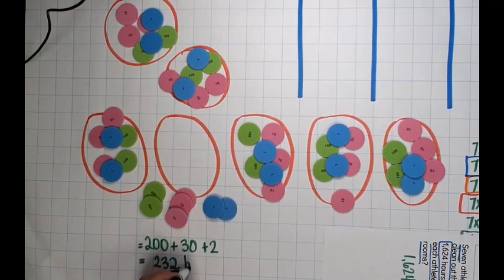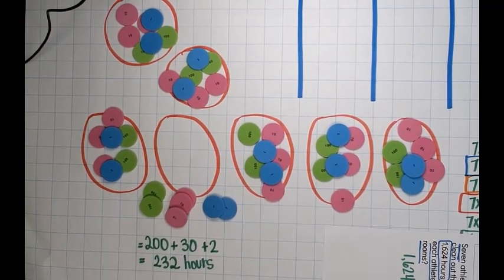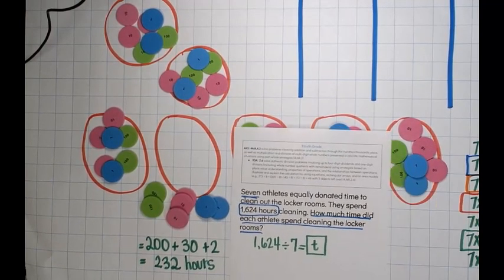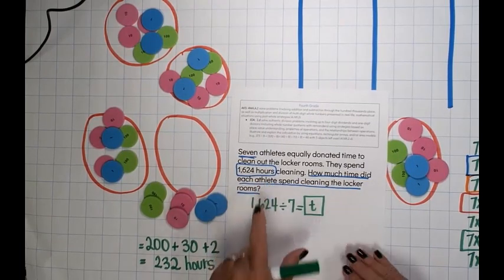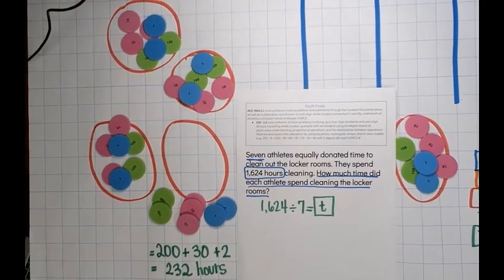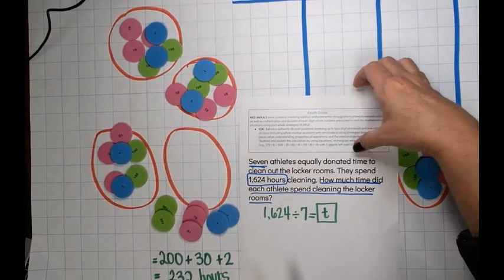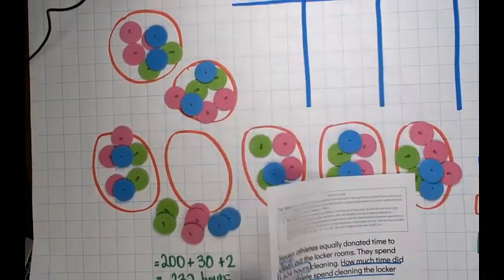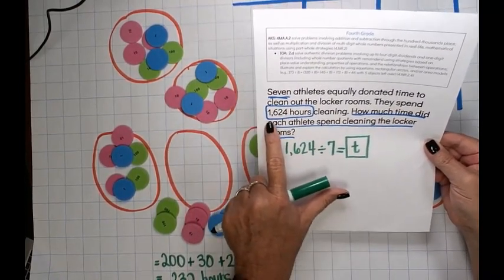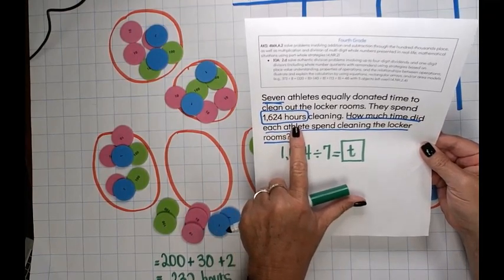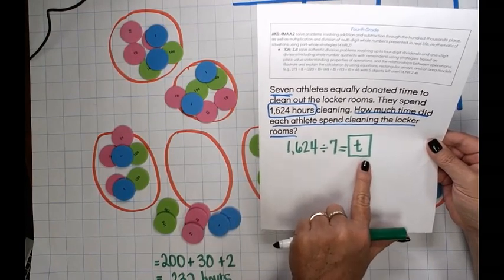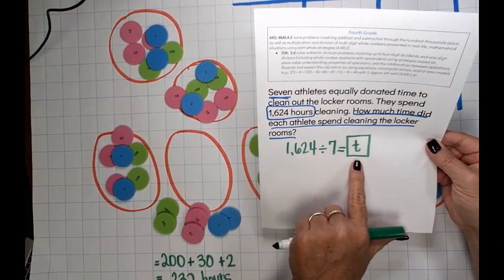So let's go back to our original problem because we've done a lot of mathematical work. Let's make sure that this makes sense. So we know that 7 athletes spent a total of 1,624 hours cleaning. So we knew we had to take 1,624 and divide it by 7 to find the time that each athlete spent cleaning the locker rooms.